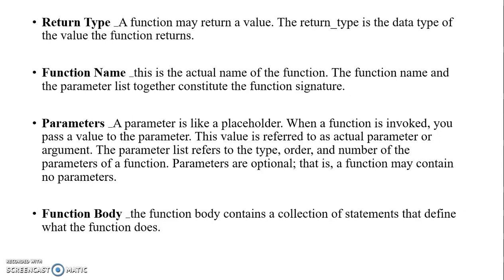After the parameter list we have the function body. So what exactly does the function body contain? It contains the collection of statements, or whatever actual operations you are going to perform in that function. That will be written in the function body. So that is exactly the elements of the function. These are the elements we require to define any function. Now we will see an example of how we write functions.